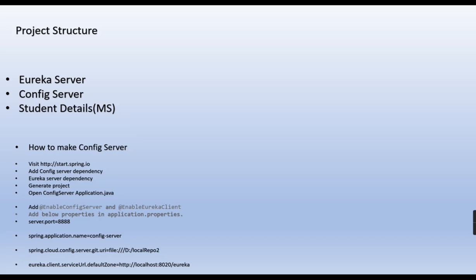So config server will run on 8888, and we need to give this configuration server a name. I have given config server. And the external properties files, whatever we have as application.properties, we need to move into a local repository. This is my local repository name, and you can give any name. And here we have to give the default zone as localhost 8020. This is the Eureka registration.